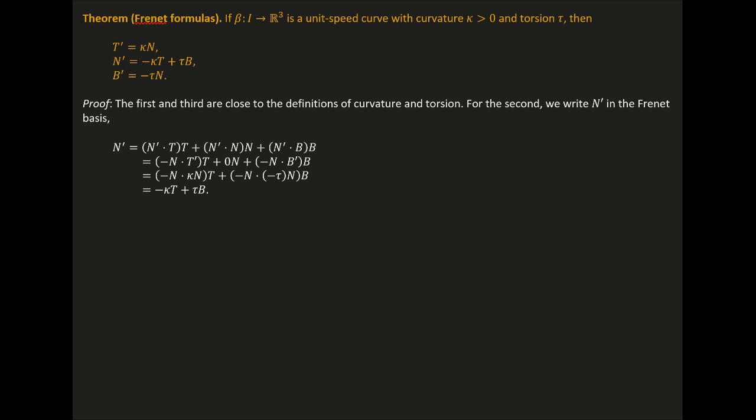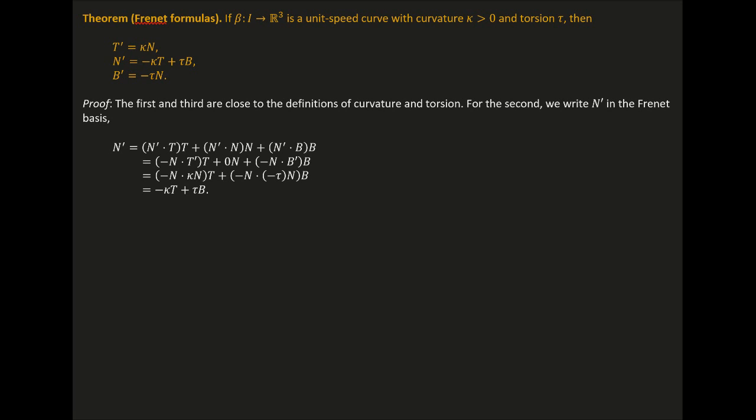So what we might start with is writing the derivative of the normal in the Frenet basis. So the derivative must be a linear combination of t, n, and b, and the coefficients will be the dot products of n prime with these different basis vectors. So that's the first line in this alignment of equations.